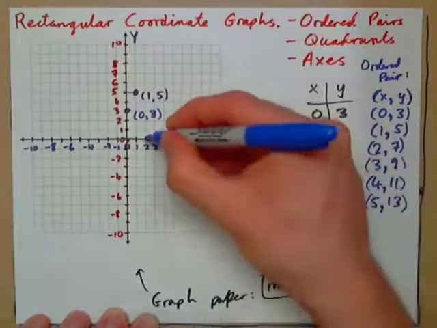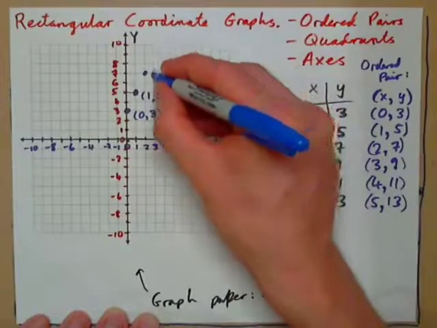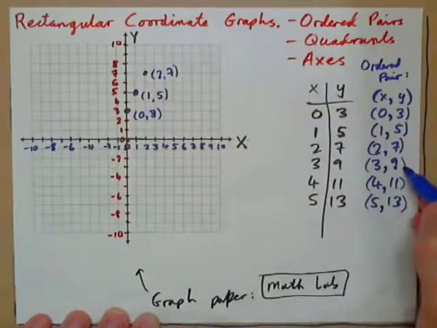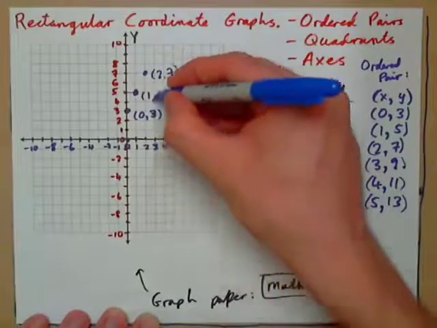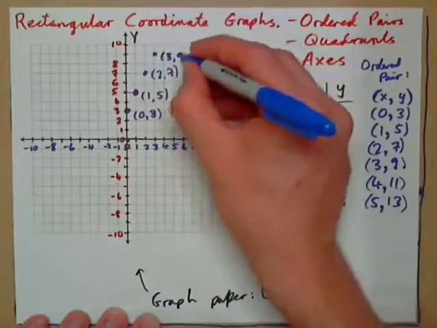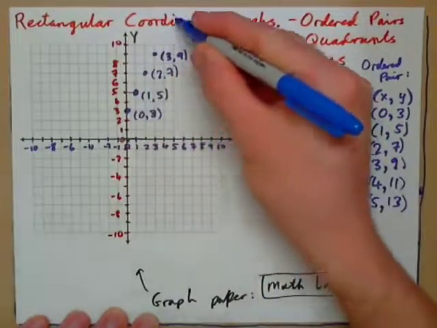2, 7. X is 2, y is 7. And you go ahead and find 3, 9. Where's 3, 9? Right here, isn't it?